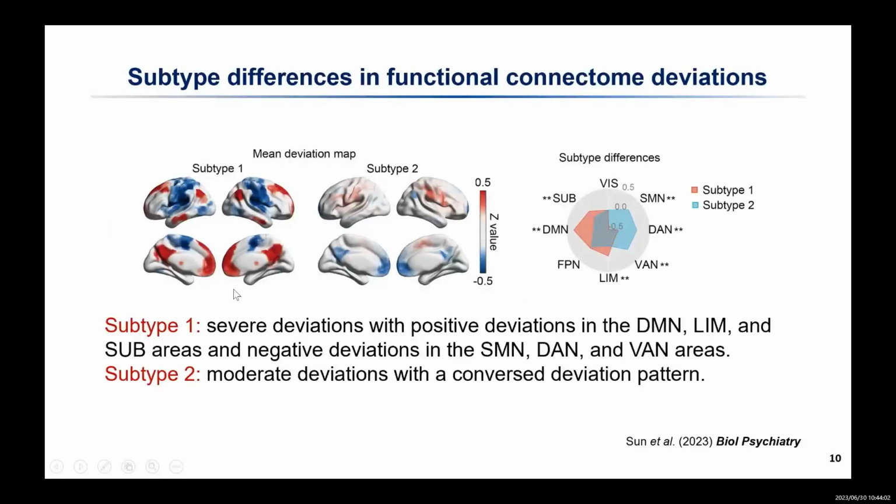We found subtype 1 showed positive deviations in the default mode, limbic, and subcortical areas, and negative deviations in the sensorimotor and attention areas, while subtype 2 showed a reversed deviation pattern. The deviations of subtype 1 were more severe than subtype 2.